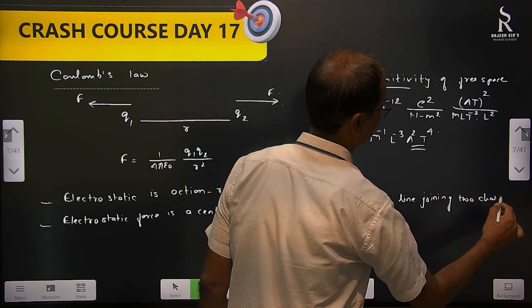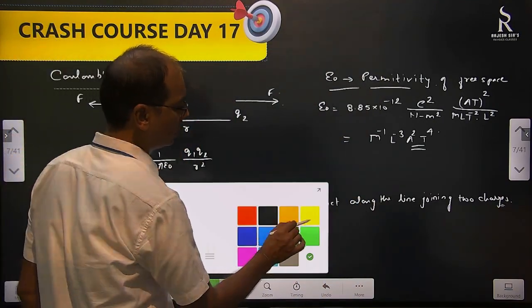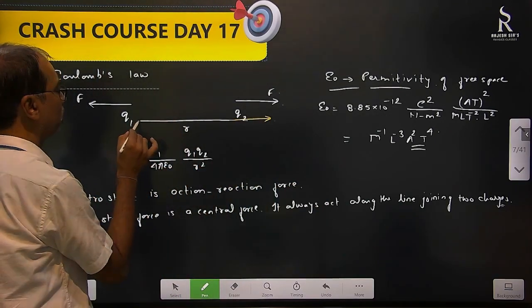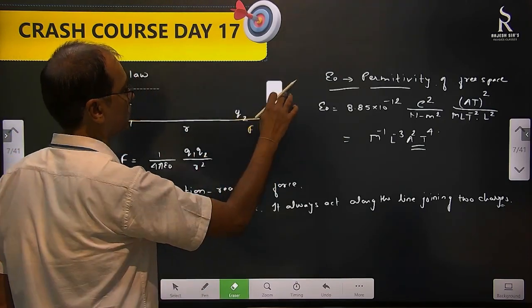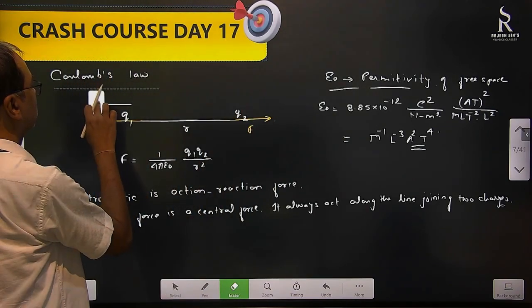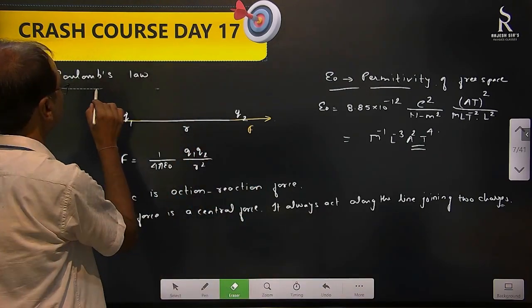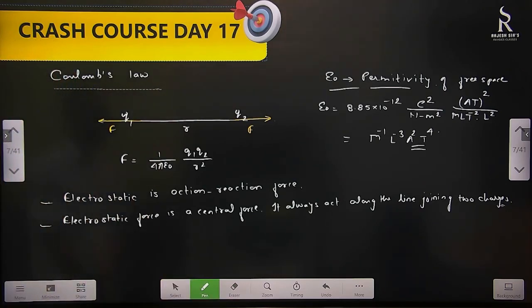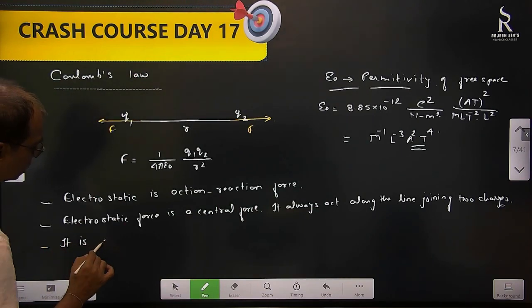Line joining two charges means the force on Q2 will be like this, in this way. Force on Q1 will be like this. I am just removing this. Alright, so this is how the force acts. Then we can say it's a conservative force.